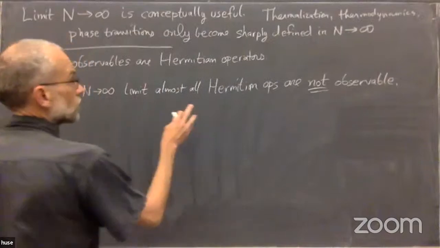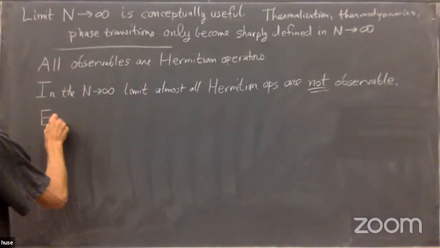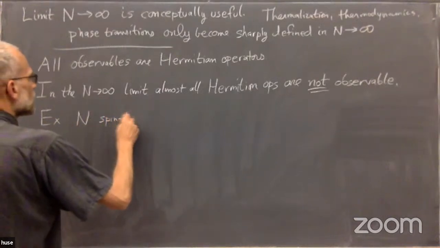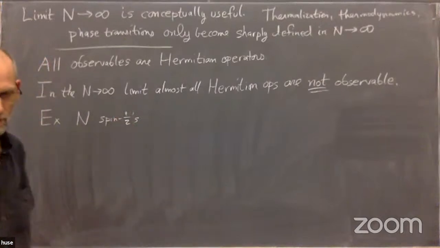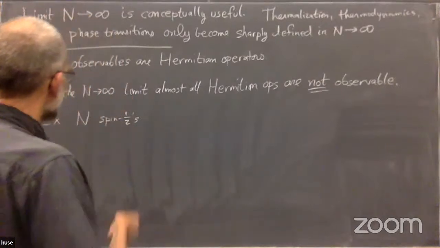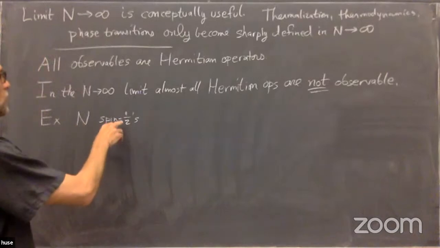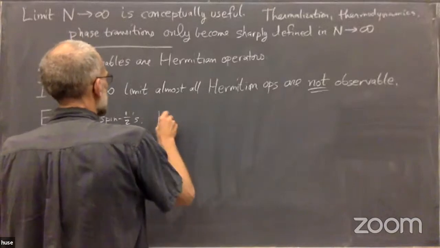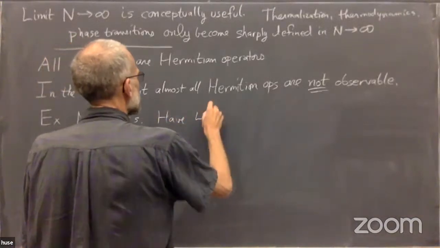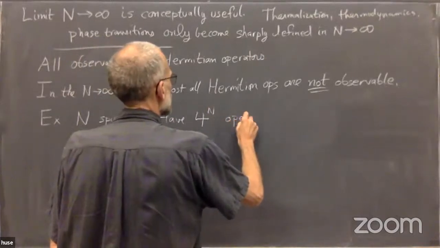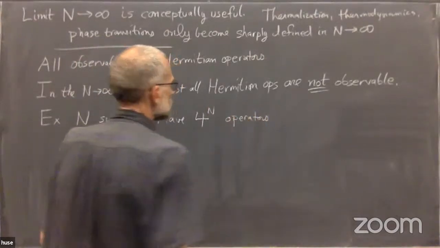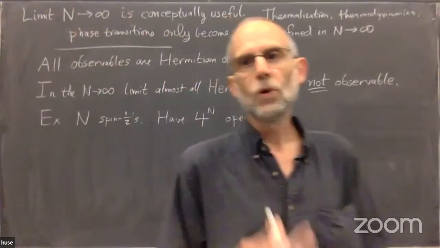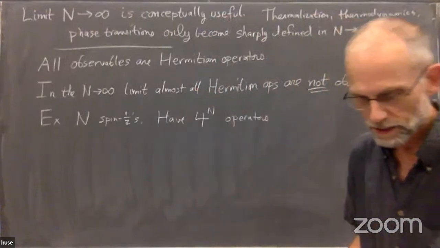So as an example, let's say we have n spin 1/2 or qubits, right? Okay, so we have a system. It consists of qubits or spin 1/2, and there's n of them. There are 2 to the n states in your Hilbert space. There are 4 to the n operators, which is the square of that.